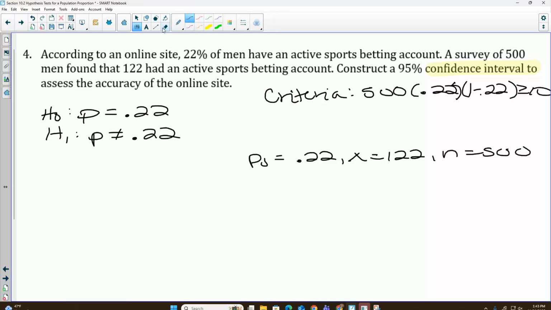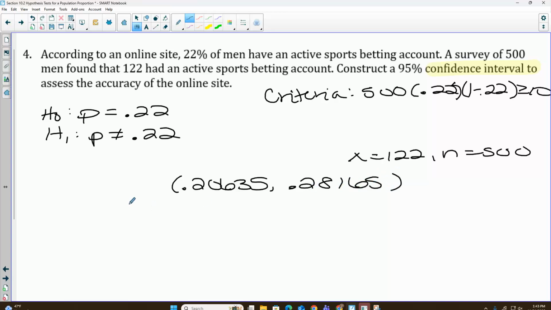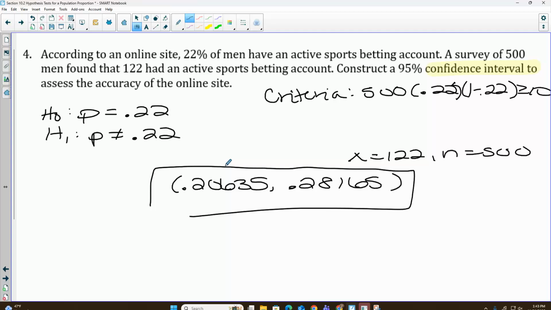We don't have to put in the P hat. We just have to do the X, the N, and our confidence level is 0.95. Okay, so here's my confidence interval. I am 95% sure the correct answer lies in that interval.